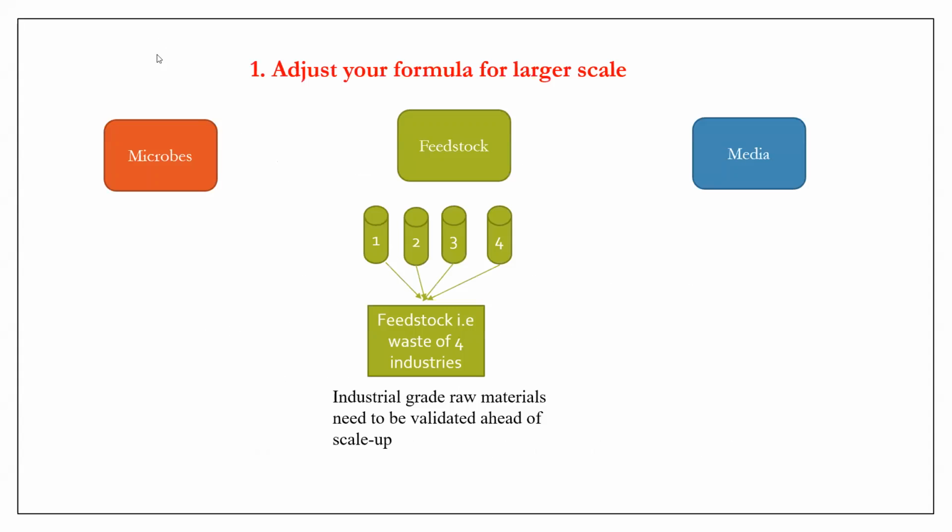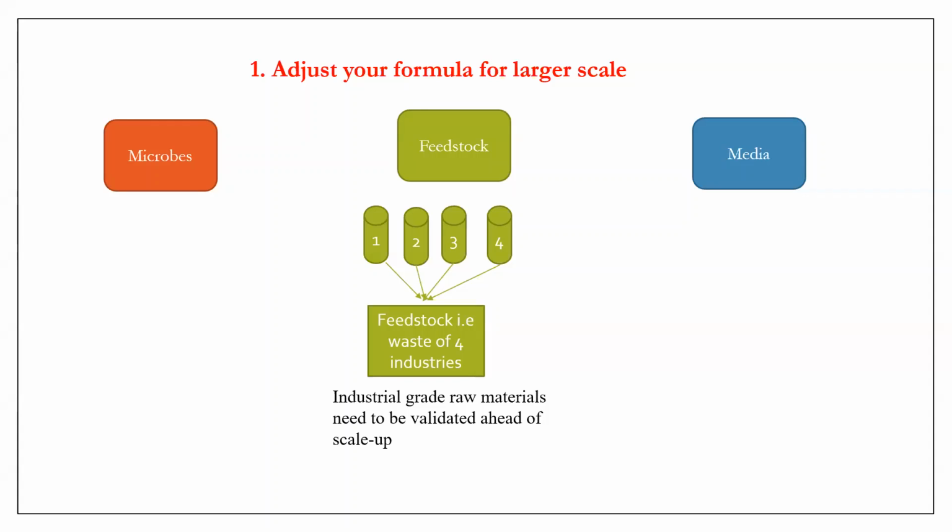So just to give an example, you can choose a microbe, and you have to adjust a formula in terms of a feedstock, and apart from that, your media. Because if you're using any living organism, initially they need to adapt. In that case, the minimal media should be there. And normally industrial grade raw materials need to be validated whenever they are used at large scale. For example, when you're using a feedstock from different sources, their chemical compositions will be different.